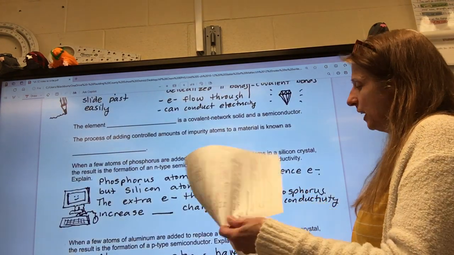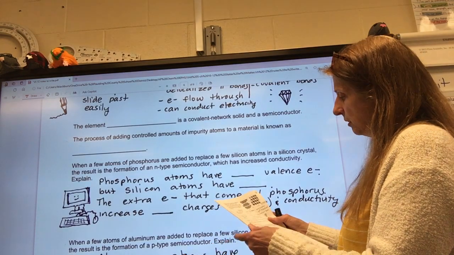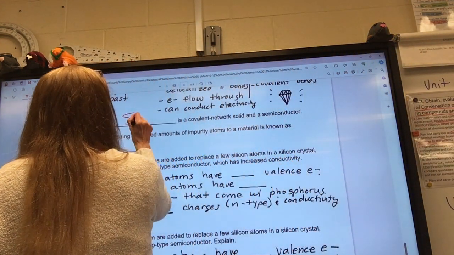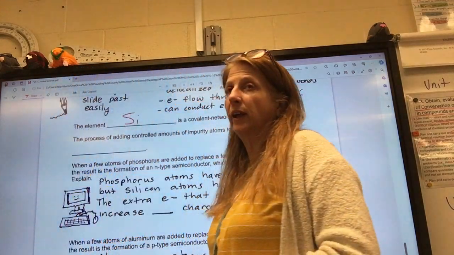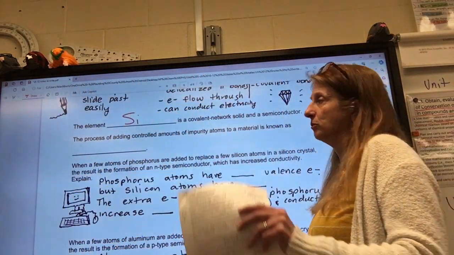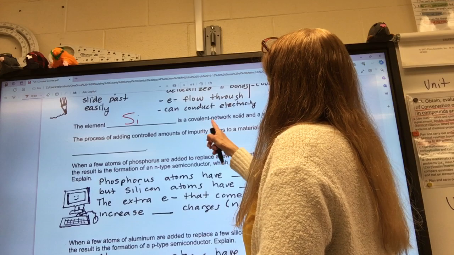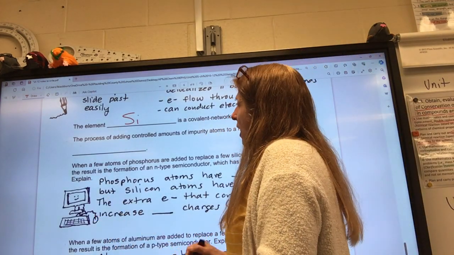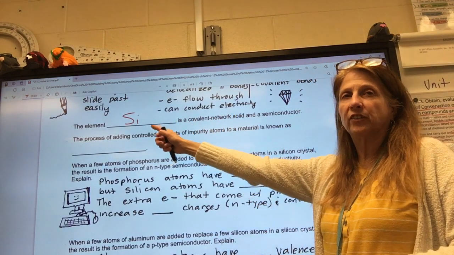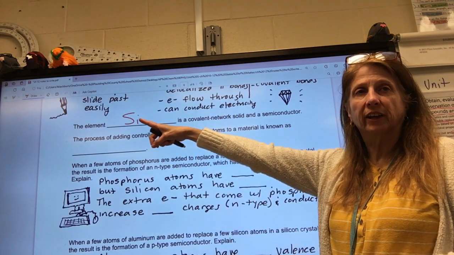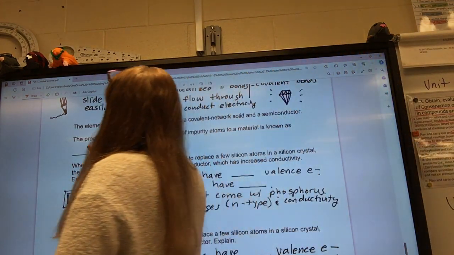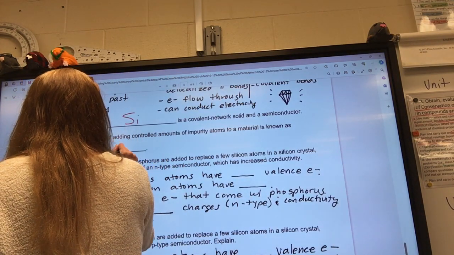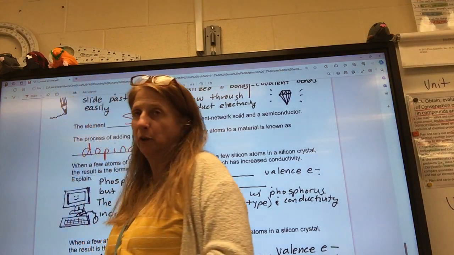Now, in particular, we want to talk about the element silicon, okay, because it's really important, because it's computers and cell phones and all that. It's a covalent network solid and a semiconductor, okay? Now, silicon, if it's all pure, does not conduct electricity. But they can do something that's called doping, which I think is kind of funny. It's like giving the silicon a little drug so you can turn it into a computer, okay?